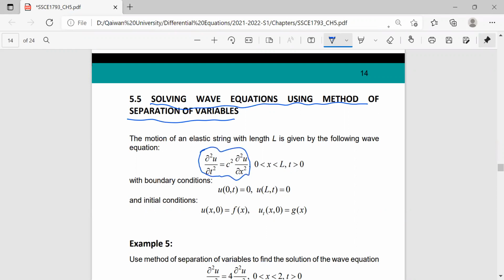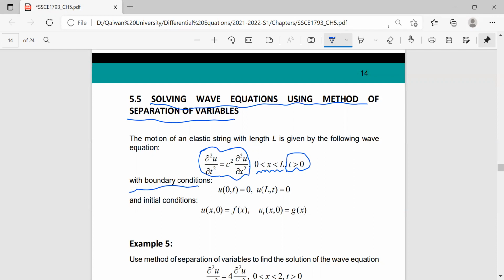It is the partial derivative of u with respect to t twice, equals c squared times the partial derivative of u with respect to x twice. And here, x is from 0 to L and t is greater than 0. That means it could be all the positive numbers.